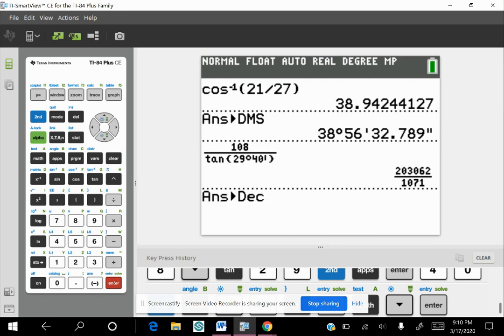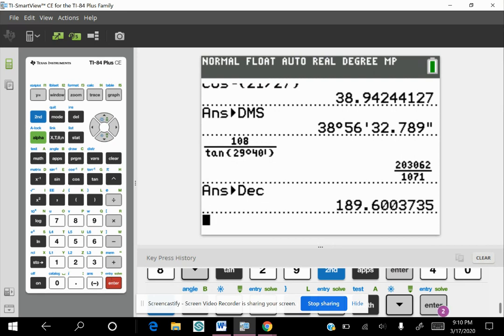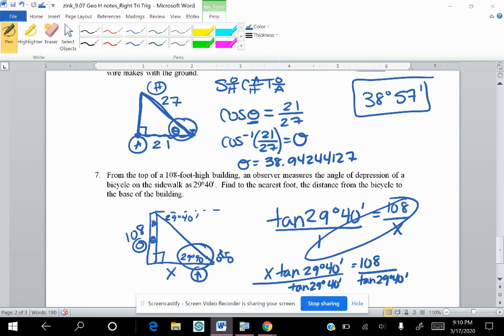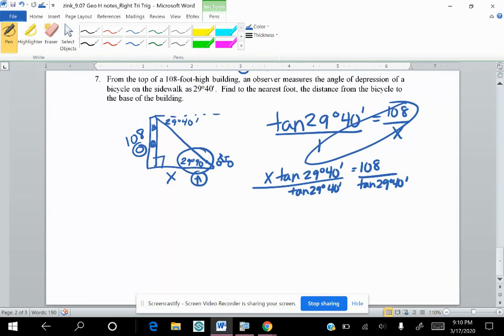And the older calculators would probably give it to you as a decimal. And our final answer is 189.600. And it said to the nearest foot. So 189.600, you would write that out. And then we would round that to 190 feet.